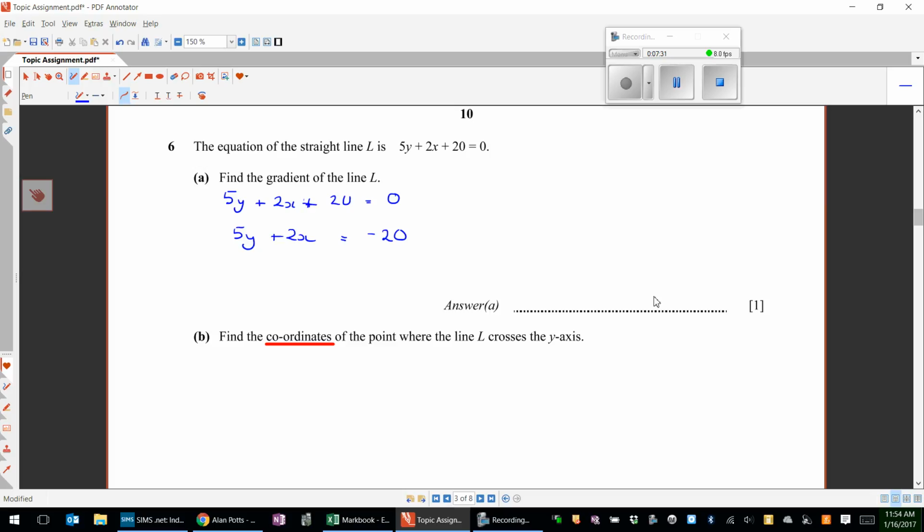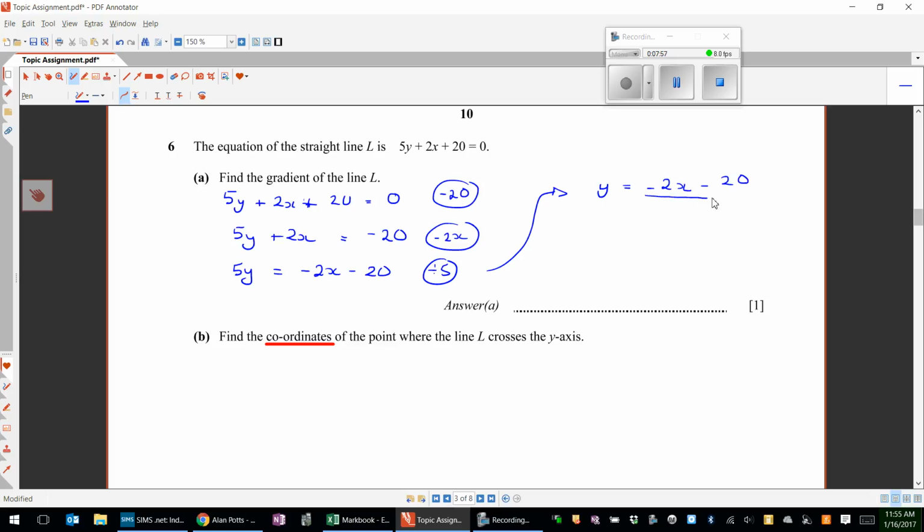Okay, and then I'm going to minus the 2x. So 5y is minus 2x minus 20. So I've got that. And then I need to divide by 5. So it's y equals minus 2x minus 20, all divided by 5. Which we can do as minus 2 over 5 x, minus 20 over 5 is minus 4. But actually, I don't care about that bit. All I want to know is the gradient, which is minus 2 over 5.